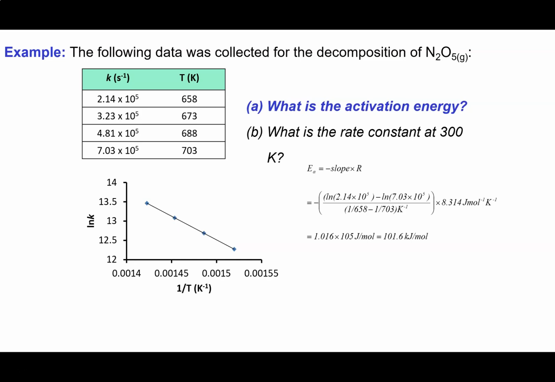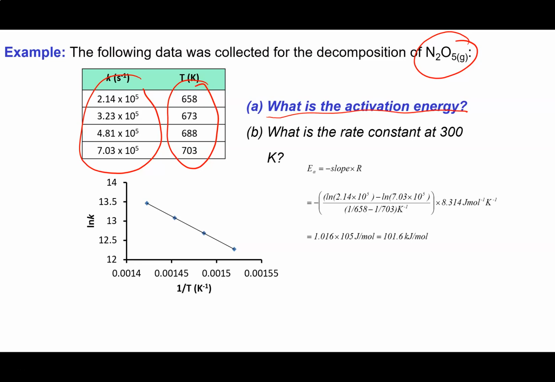It says the following data was collected for the decomposition of N2O5. We have a series of rate constants and a series of temperatures, and you can see as the temperature goes up, the rate constant gets bigger. This is a first order reaction because the rate constant has units of time to the minus 1. It asks what is the activation energy, and then what is the rate constant at 300K, and you can see that there's no value in the temperatures for 300K.